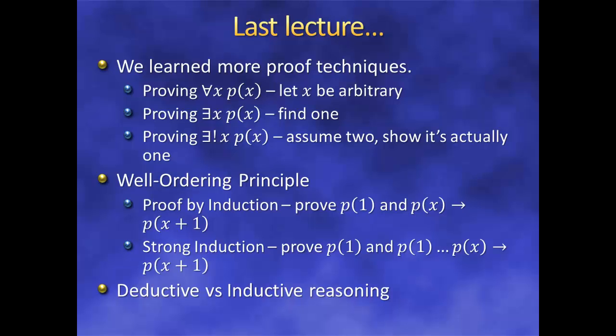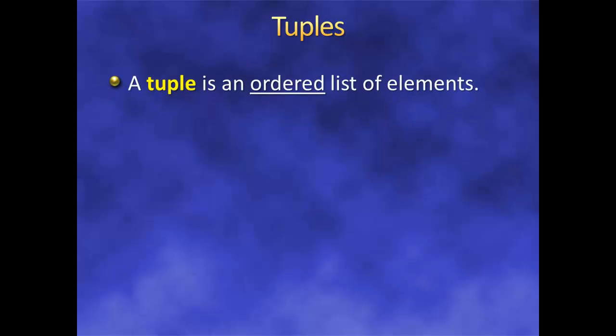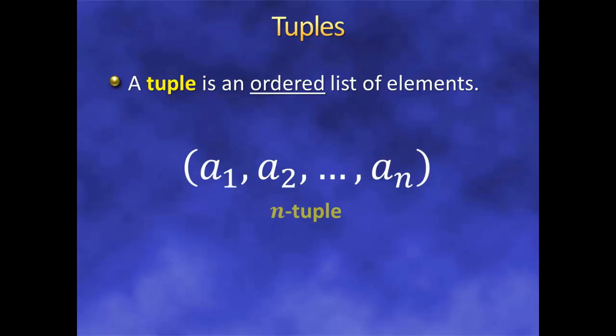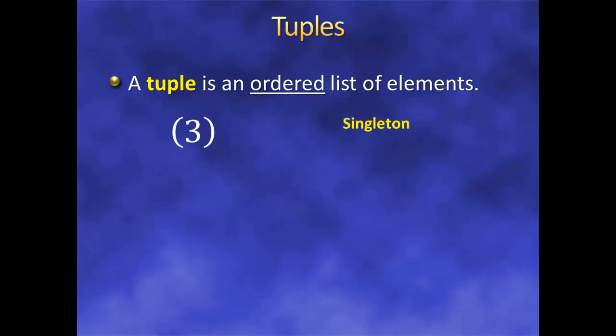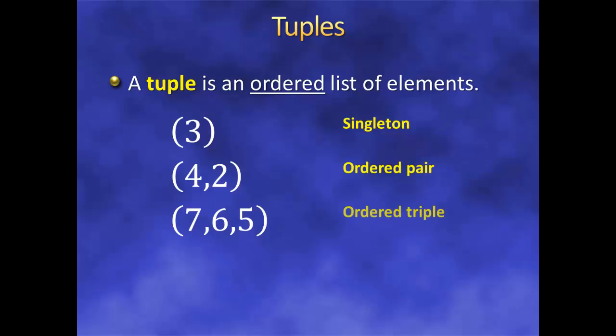Now it's time to start building some relationships between sets. Let's start with a new definition. A tuple is an ordered list of elements, usually put between parentheses instead of curly braces. A tuple with n elements is generally called an n-tuple. A one-tuple is called a singleton, and you're probably already familiar with two-tuples and three-tuples from graphing in 2 and 3 dimensions, where you probably called them ordered pairs and ordered triples, respectively.